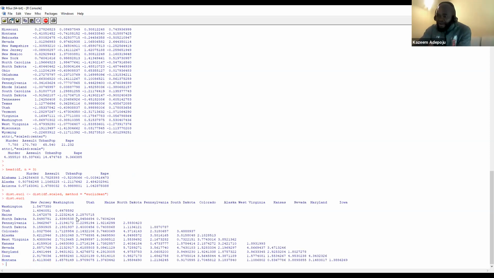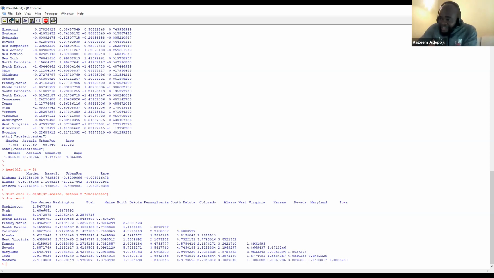Take a look at what I have right now. This is the distance matrix. But you know what? In R, the distance matrix you are going to have will not include 0, 0, 0, 0, because R will not compute the distance between New Jersey and New Jersey. It will not compute it because we already know that's going to be 0. So look at that. This is a matrix. It's going to be triangular.